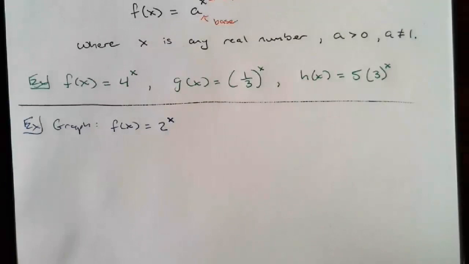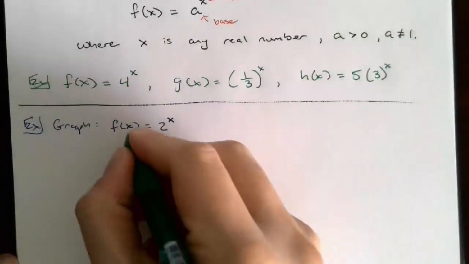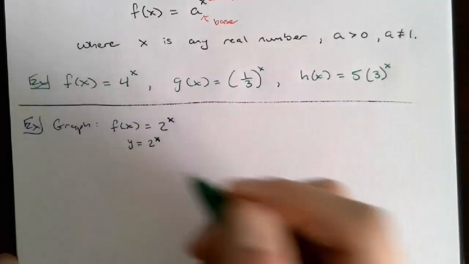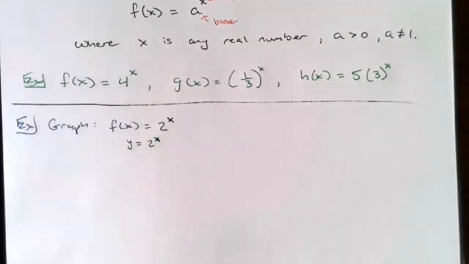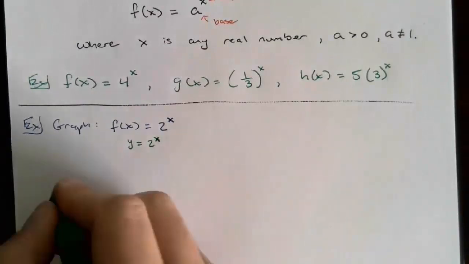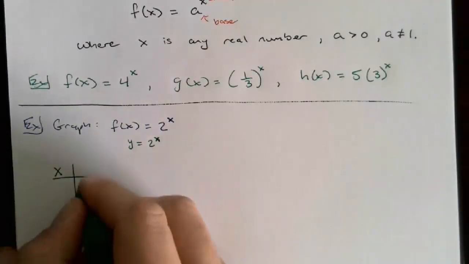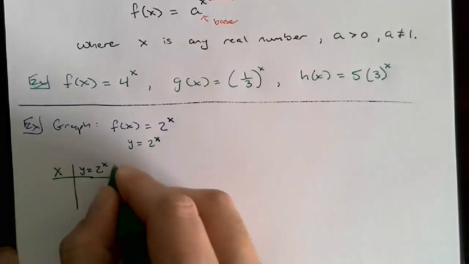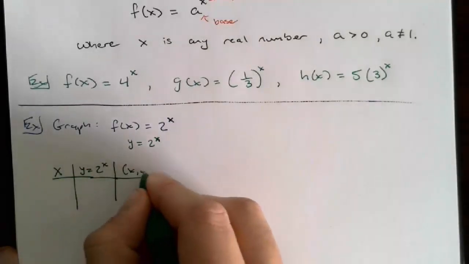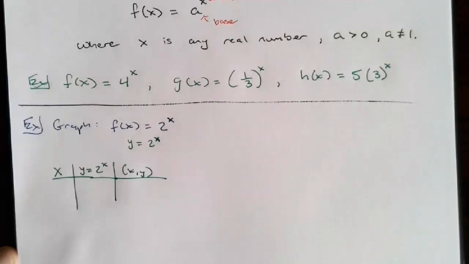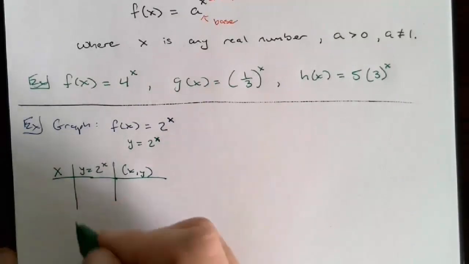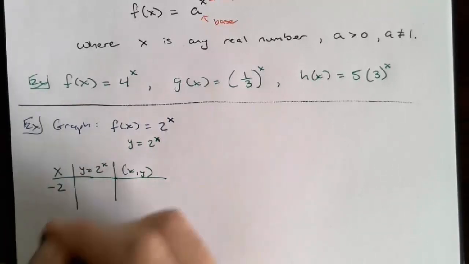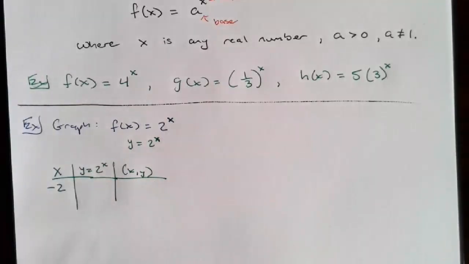So when I go to graph this by plotting points, remember f of x is the same as saying y equals. So this is like y equals 2 to the x power. And I'm going to pick out x values and then find the corresponding y values. So I'll set up a little chart here. Here's x, here's y, which equals 2 to the x power. And then we'll put the ordered pair x comma y here at the end. And the first value I'll sub in, I'd like to pick things to the left of 0, at 0, and to the right. So I'll start with x equals -2.